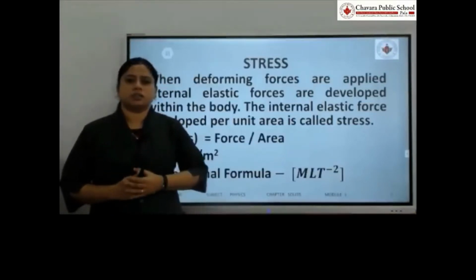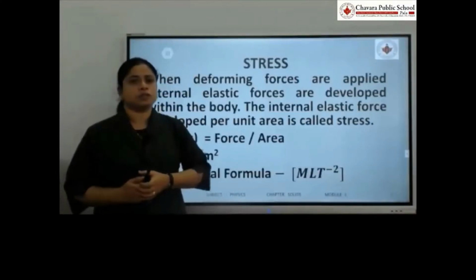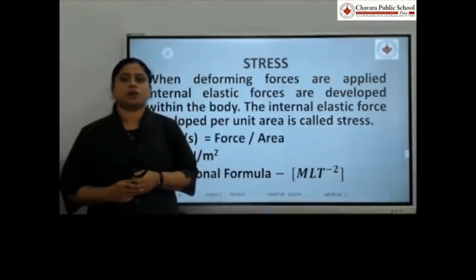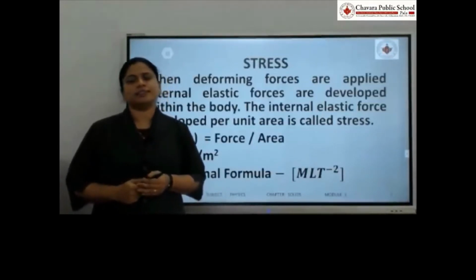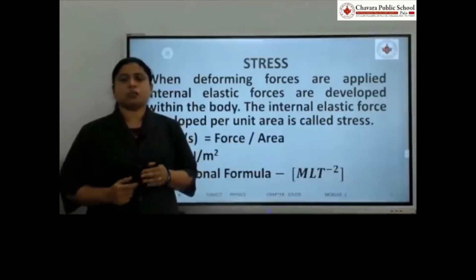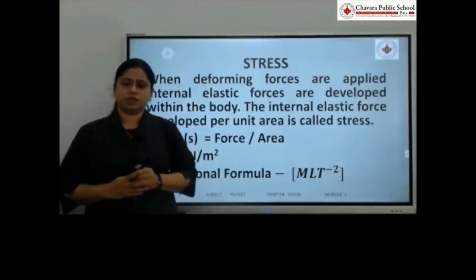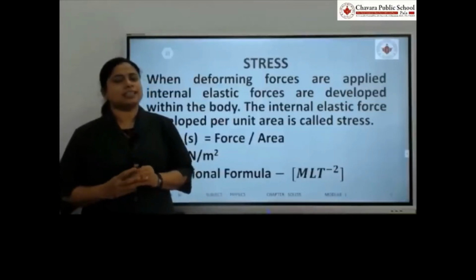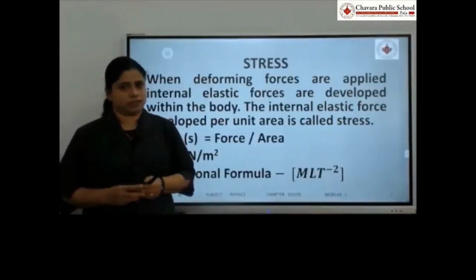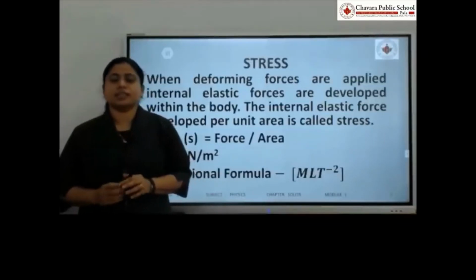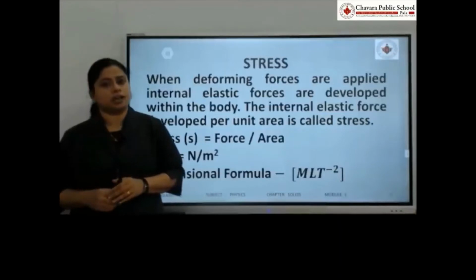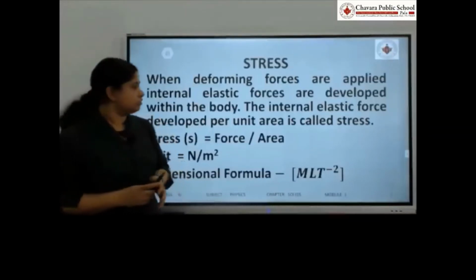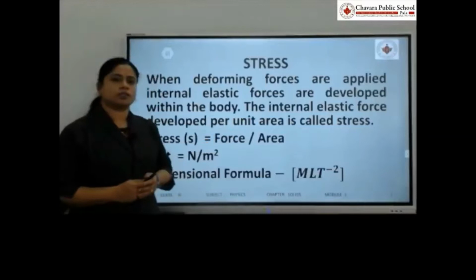About the elastic behavior of solids, we know that it depends on the deforming forces and the restoring forces. Deforming force is the force applied to a body, and the restoring force is the internal force. The stress is the internal force developed per unit area of a solid due to that deforming force. The internal force developed per unit area is called stress.